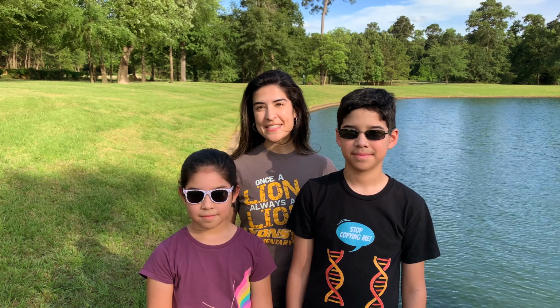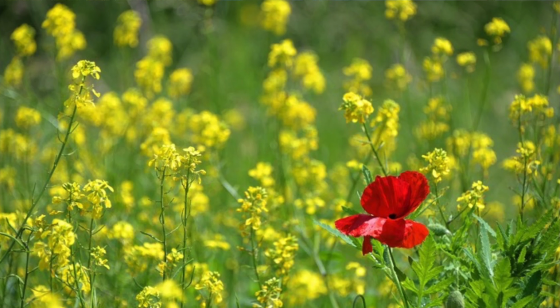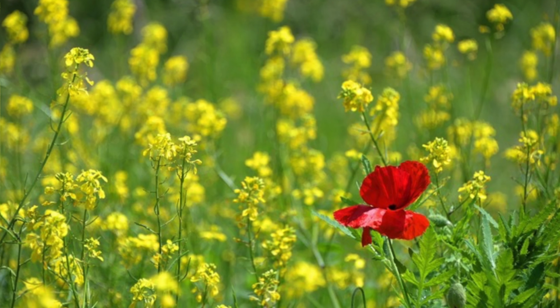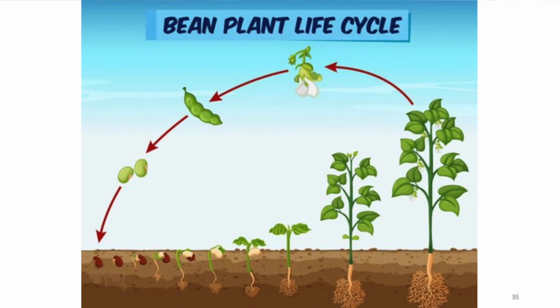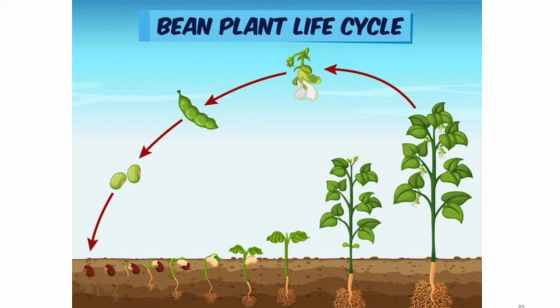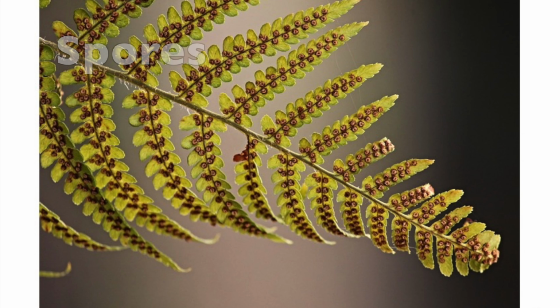Plants are pretty amazing. Let's review what we have learned about plants. Plants have different structures and functions that help them survive in their environment. And all plants go through a life cycle in order to grow new plants. Some plants reproduce with seeds and others reproduce with spores.